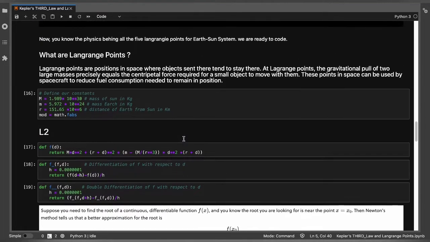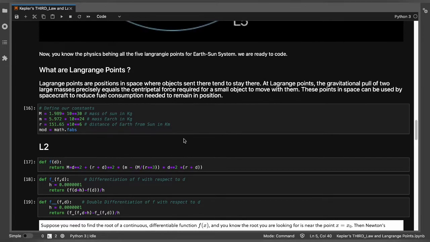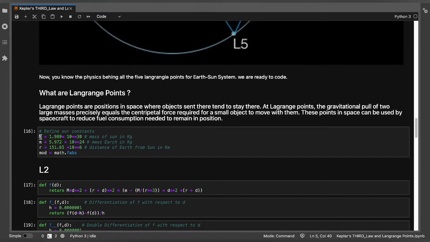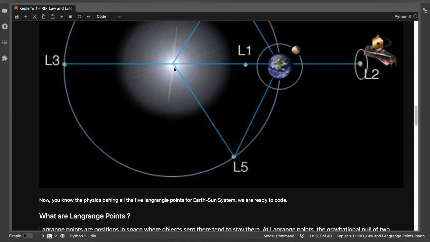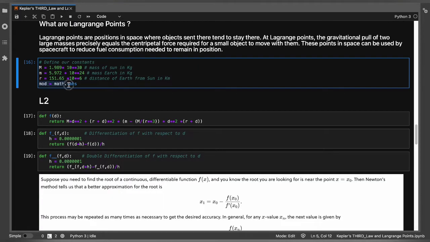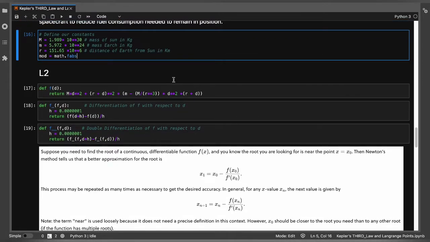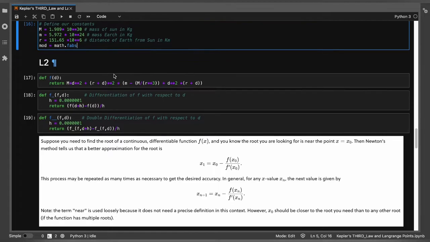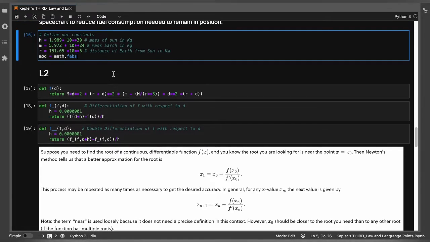First we are going to define the constants here. First we have the mass of the Sun, then the mass of Earth, and the radius, which is the distance from Earth to Sun. We have taken a modulus argument also, which gives only positive values. This math.fabs is a modulus function. As we know that distance cannot be negative, we are taking it as a precaution.